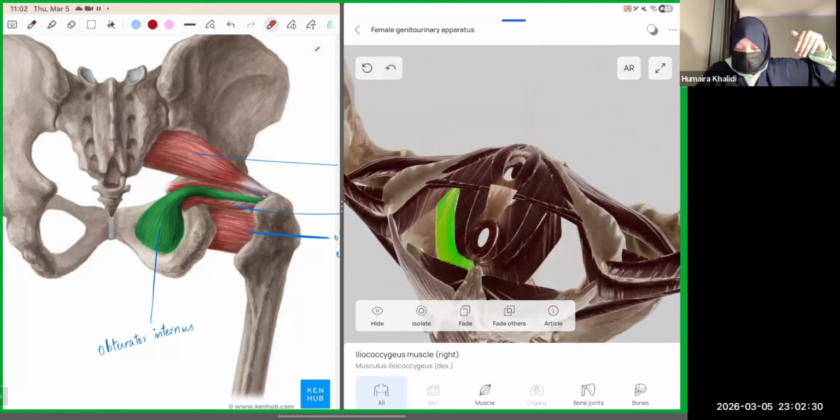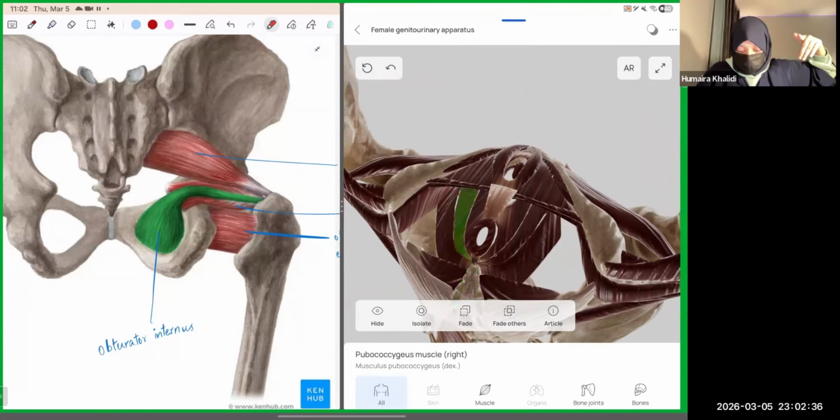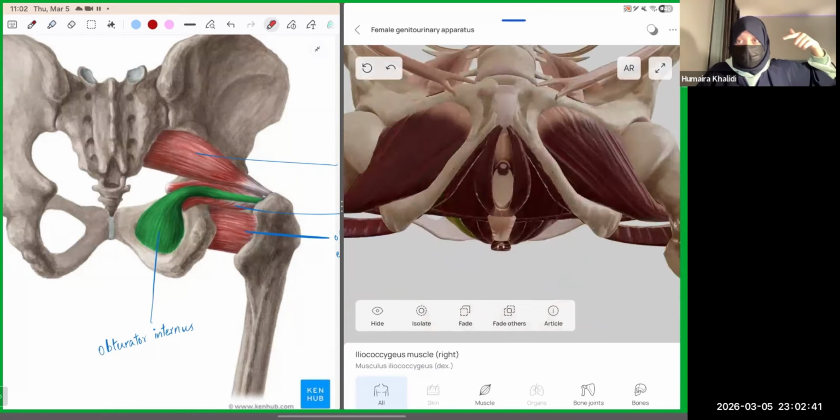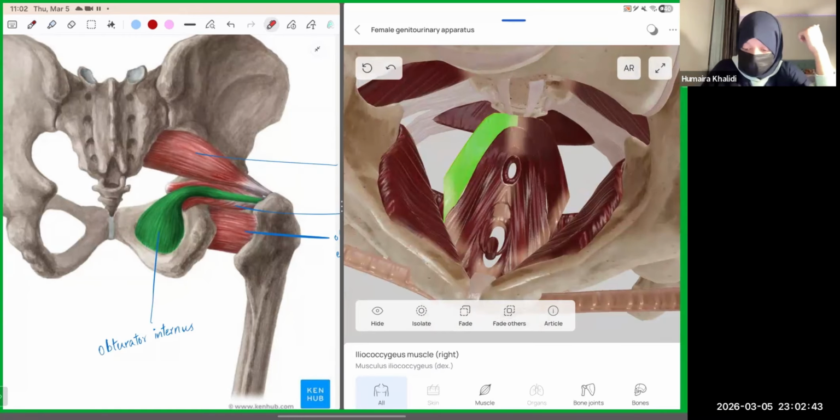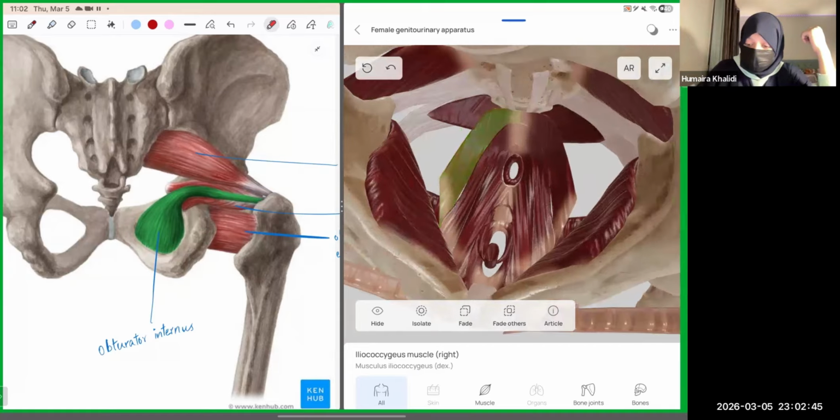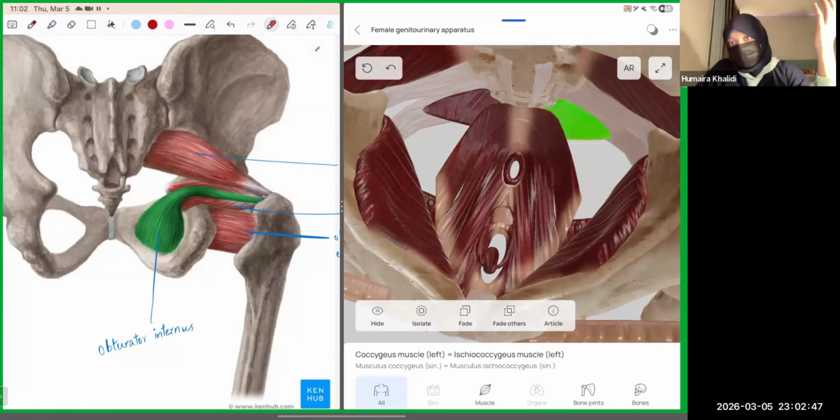Look, from the ileum to the coccyx, they're all attaching here. This is the coccyx. This is the pubococcygeus. This is the iliococcygeus. The iliococcygeus is from the ileum to the coccyx. Okay? And then the last one, this is the coccygeus muscle, because it's literally just near the coccyx.